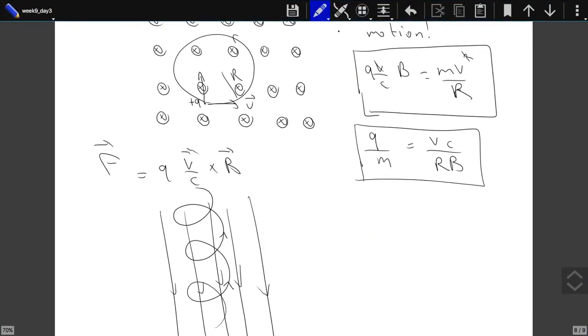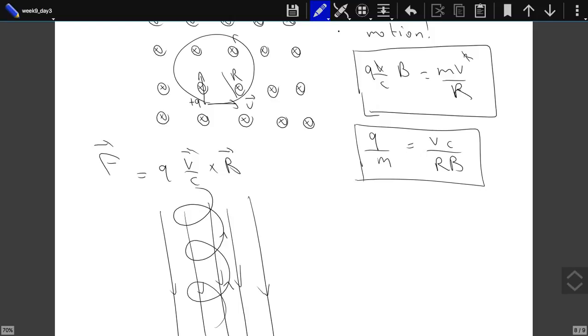Now let's see. For a given charged object, how does the radius change as the energy changes? If the object has a larger energy, what happens to the radius? Does it get larger or smaller? He said smaller, you said larger.